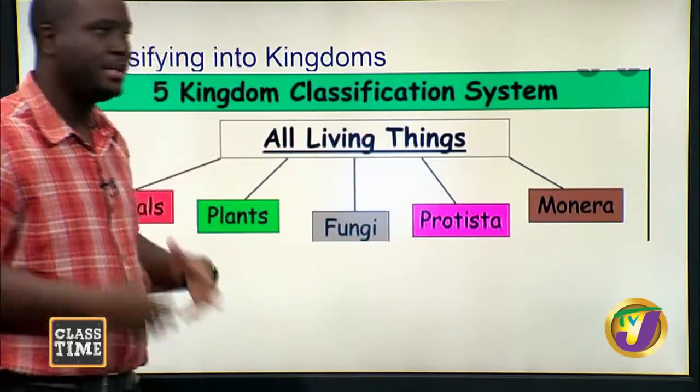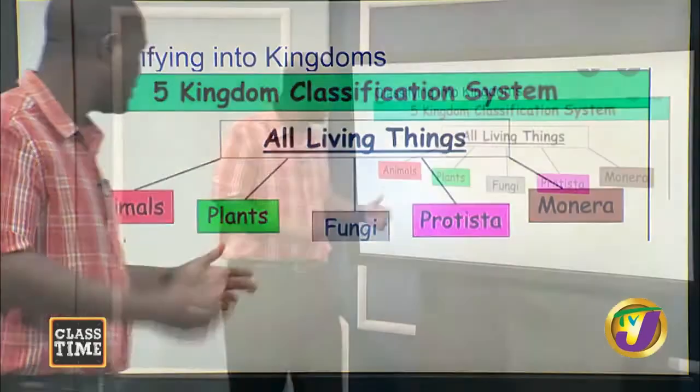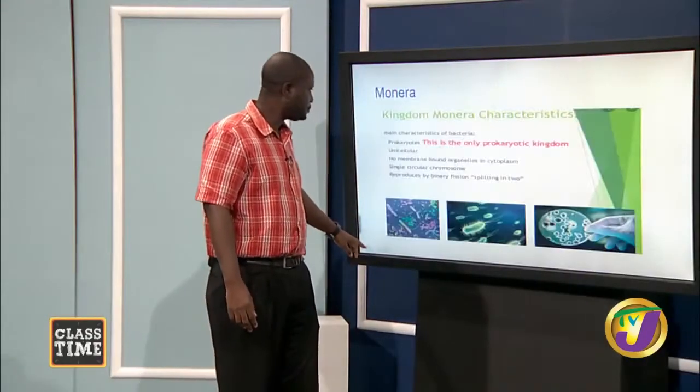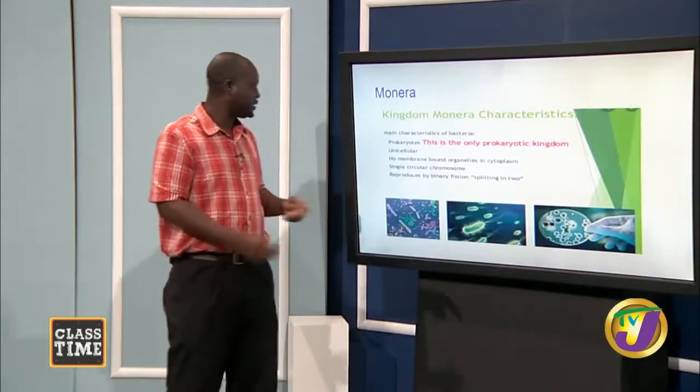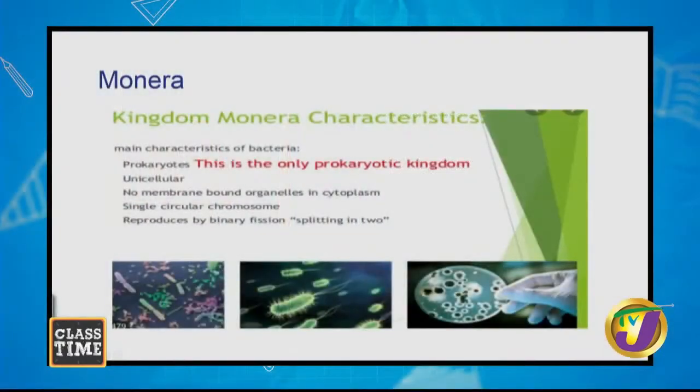That's why I say in biology you have to keep on reading, because things may change. So the Monera are your bacteria. As I said, there are no membrane-bound organelles, and they reproduce by binary fission. So all your bacteria would belong to this kingdom right here.